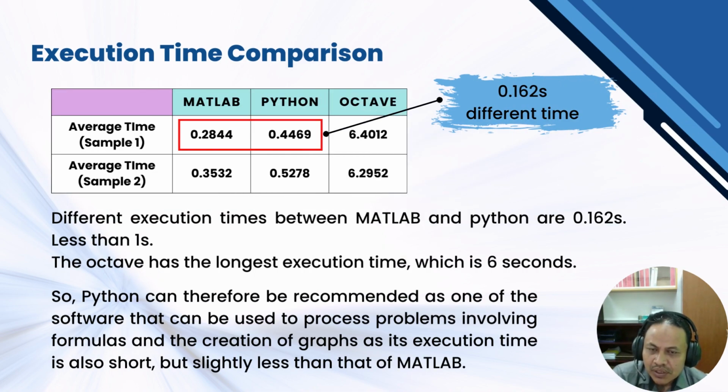This slide also compares execution time. The longest execution time is Octave; the difference in execution time between MATLAB and Python is about 0.162, less than 1 second, and Octave has the longest execution time at about 6 seconds. So MATLAB is the first recommended software to solve the problem. Next is Python because it is only slightly slower than MATLAB, and Octave can also be used but has the longest execution time.